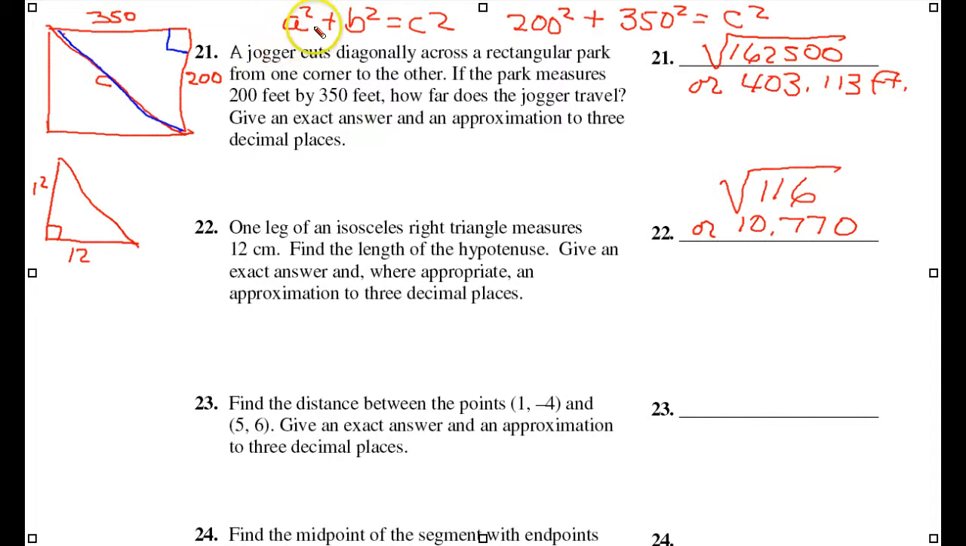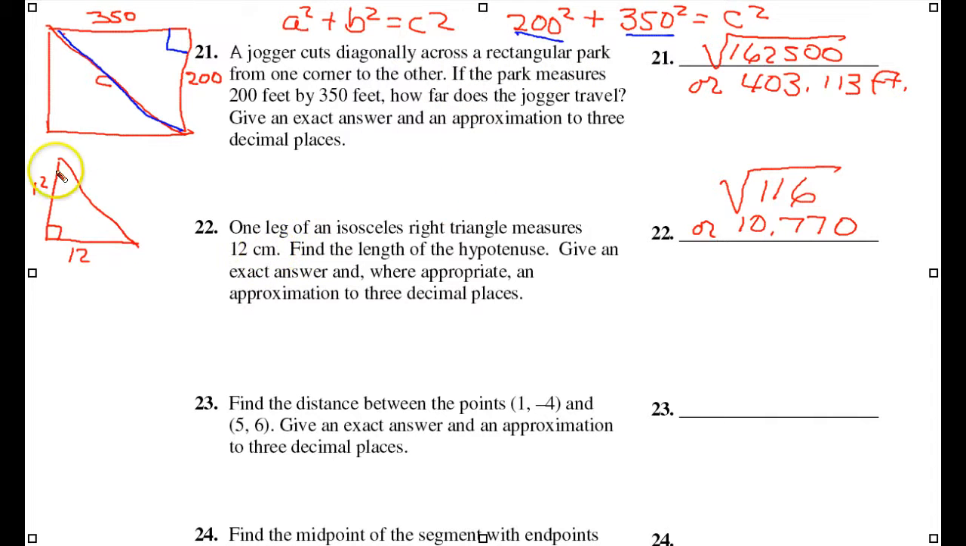So we're going to use the Pythagorean theorem, where we're going to square this side, square the other side. That gives us a total of this many feet, and then take the square root of it and get this. And they want us to get an answer on our calculator where we approximate it to 3 decimal places. So I just didn't do all the work, but showed you how to set it up.